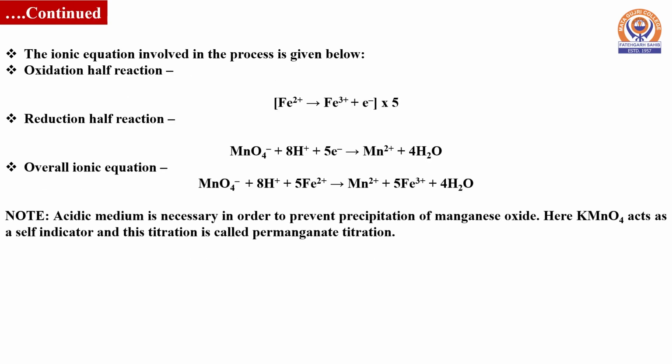The ionic reaction in the process is given as the sum of oxidation half reaction where ferrous ions are converted into ferric ions with the loss of one electron, and the reduction half reaction is written as permanganate ion after gaining 5 electrons in the presence of acidic medium is converted into manganese 2 positive ions.